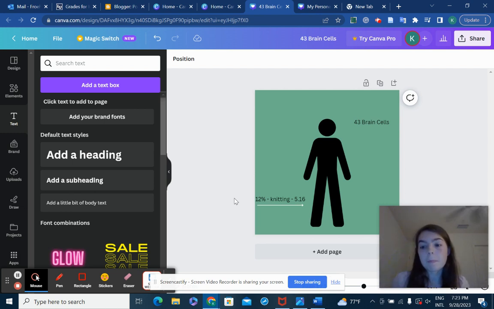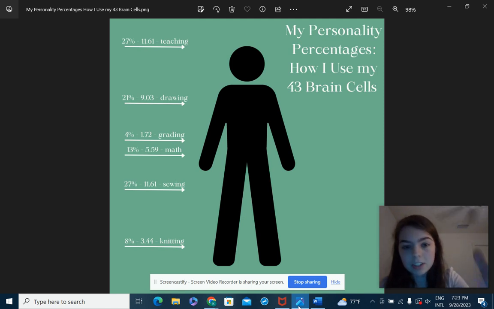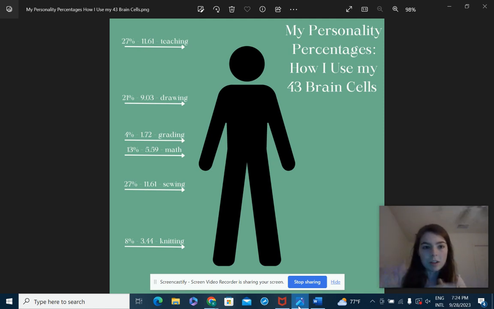Here is a finished example of one that I did for myself. We see I have categories for knitting at, I guess here I chose 8% using 3.44 brain cells, 27% for sewing and math and grading and drawing and teaching. And we have to keep in mind that all of the percentages eventually have to add up to 100% because they're going to fill up our entire person here. The arrows are dedicated to showing how far the percentages are filling up. So we see 8%, for example, that little boop is much smaller than the 27% that I have dedicated to teaching.